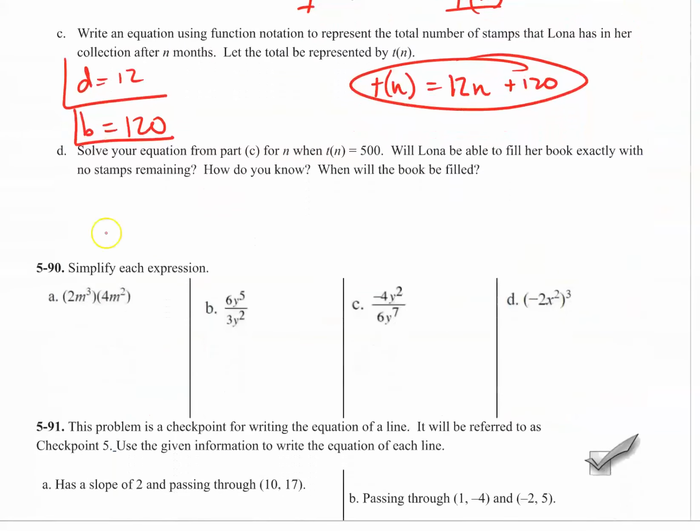Okay, D. Solve for n, when t of n equals 500. So basically you take the equation and set it equal to 500. Will this woman, Lana, be able to fill her book? How do you know? When will the book be filled? Solve for n. Remember, n is in months.